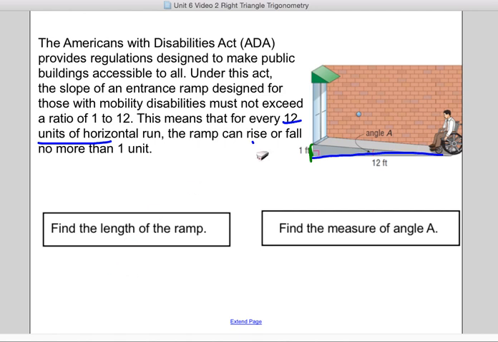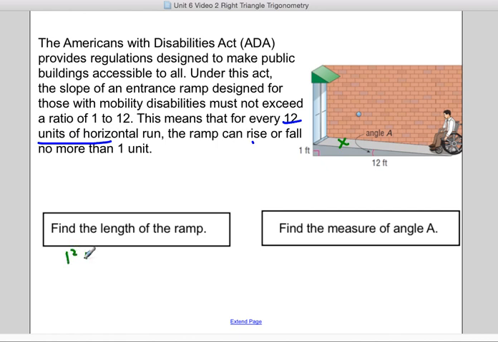What we want to figure out is, what is the length of the ramp if you have a 1 to 12 ratio? If we're talking about finding the length of the ramp, this would be side x. Right now I have two sides and I need to find my third side, so I can just use the Pythagorean theorem.